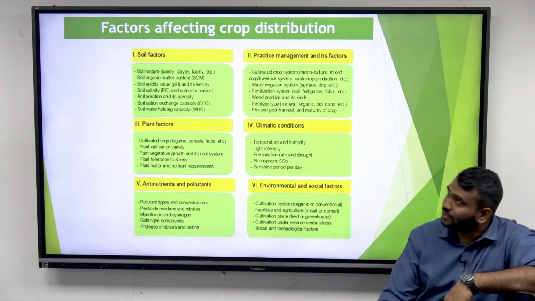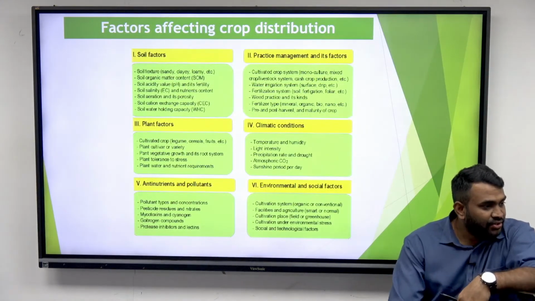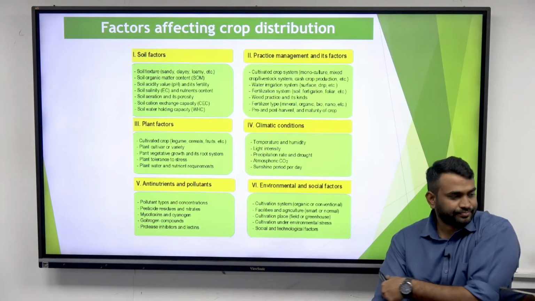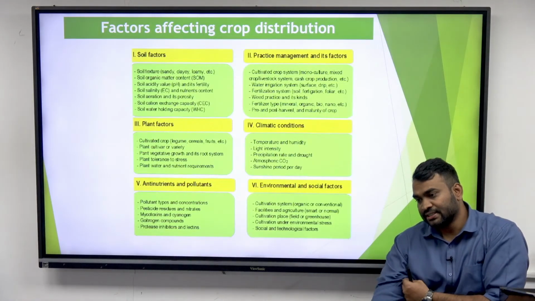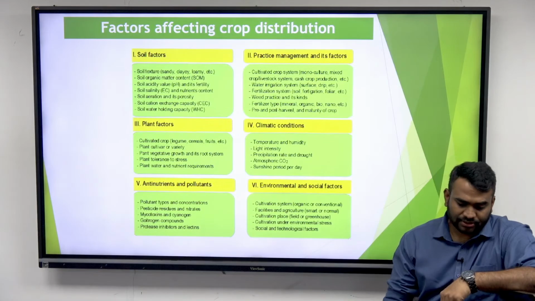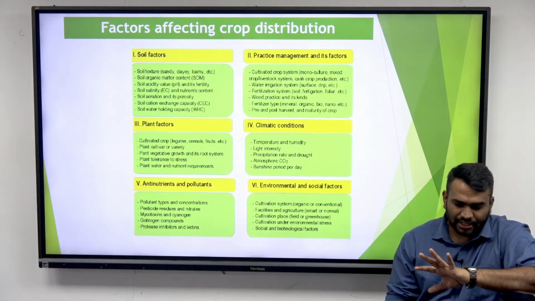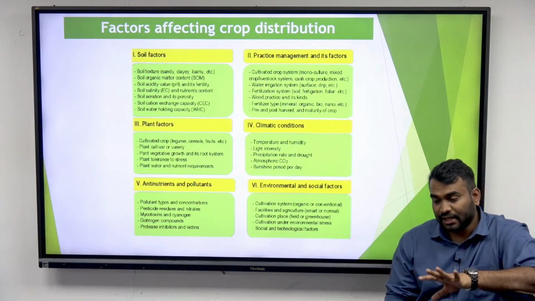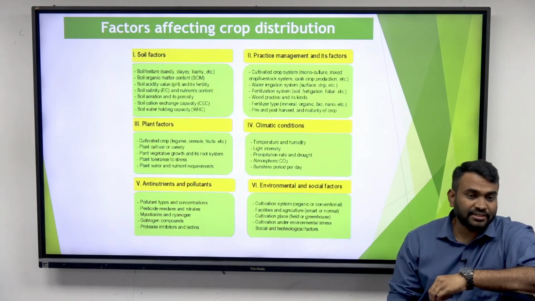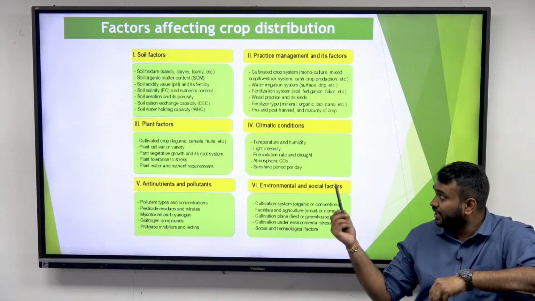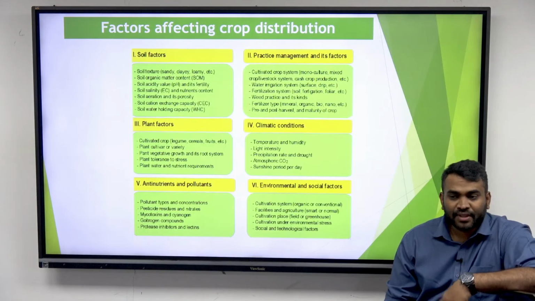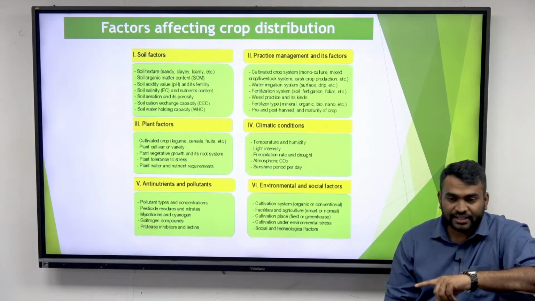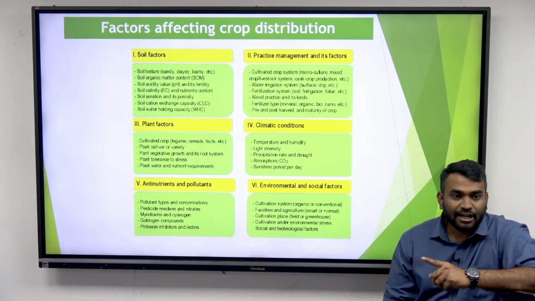Next one, factors affecting crop distribution. I told you in the beginning itself that in the syllabus they have mentioned social, environmental and biological factors affecting crop distribution. So considering those things you can explain it. Here the content is not difficult. Here it is about categorizing the points and presenting them well.